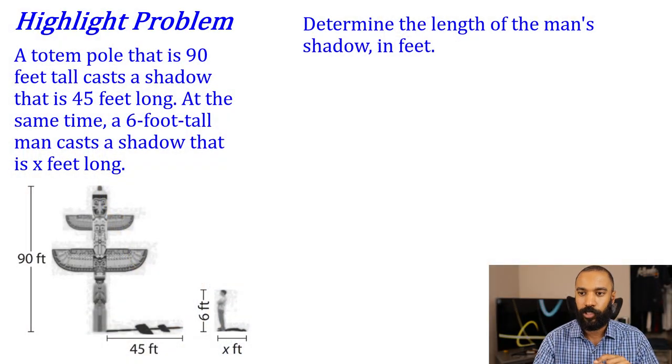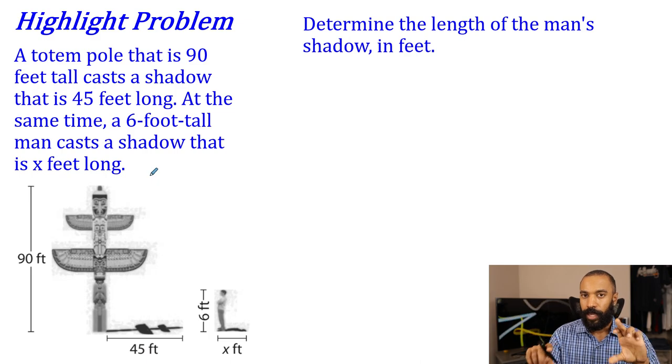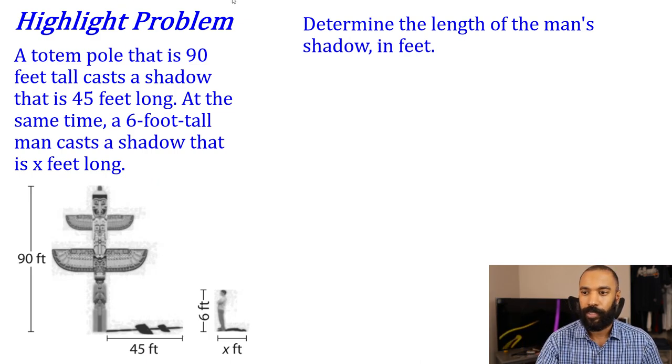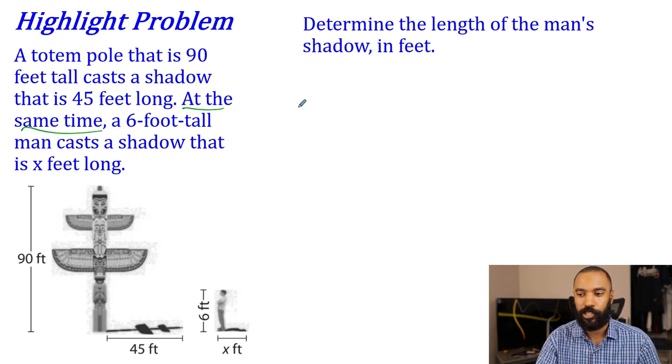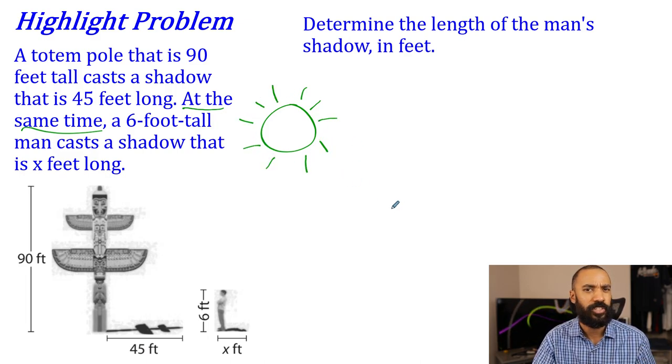What we're doing here is we are looking at two items that stand vertically upright and cast a shadow at the same time. And that's important that we say, that this problem says at the same time. You know, the sun is at some position, and if these things are ideally next to each other, the sun is hitting these things at like the same angle.